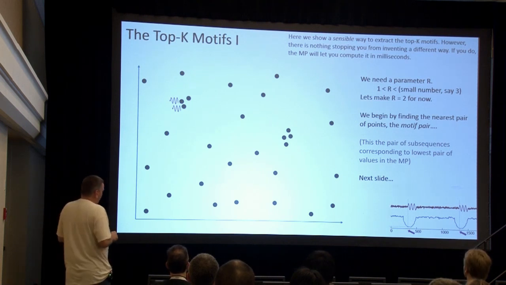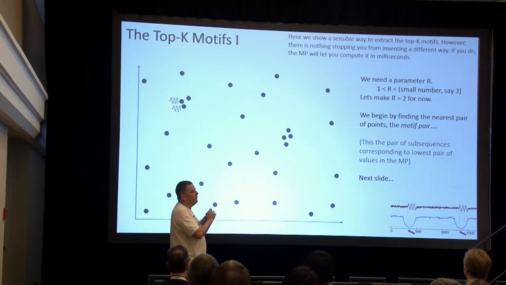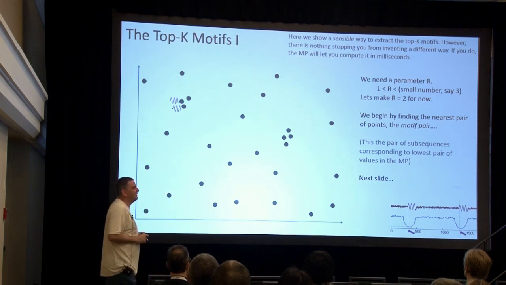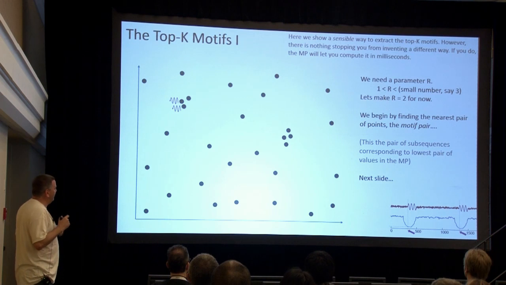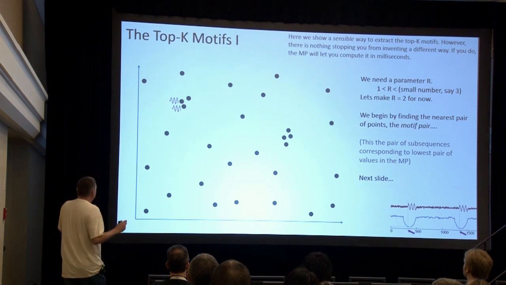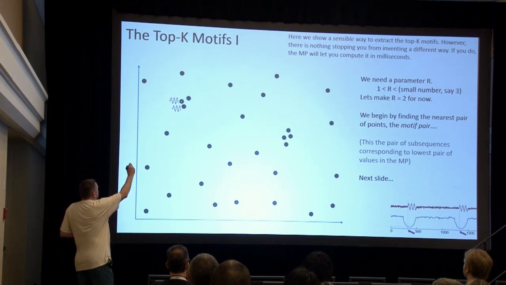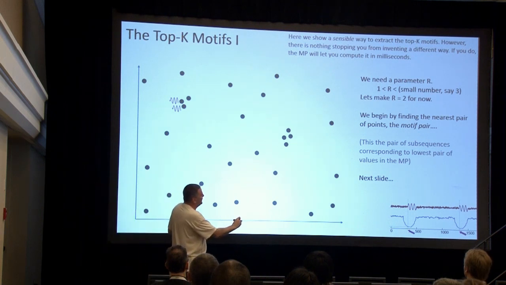Now, for this, we're going to need one parameter. The parameter is going to be some number which is greater than 1 and a small number. Let's say 2 is a reasonable number for now. OK, so here's my motif extraction algorithm that's going to find motifs in this red time series. I'm going to start by finding the closest pair, which in this space is that pair of objects here. And of course, that's simply the smallest value of the matrix profile.